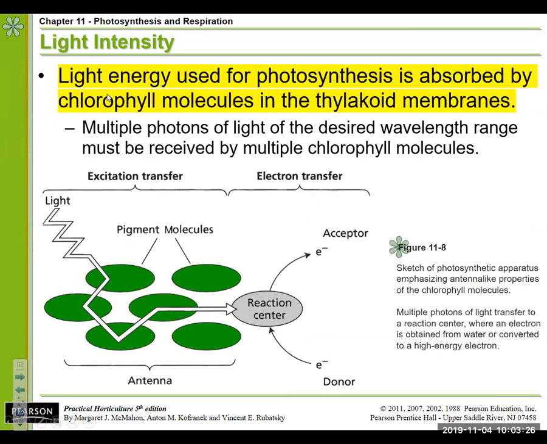That light energy that is used for photosynthesis is absorbed by the chlorophyll molecules that are existing in those stacks in those thylakoid membranes. And we have to have multiple photons of light of that desired wavelength to be received by the multiple chlorophyll molecules to act as that catalyst to actually create sugar and move those electrons.